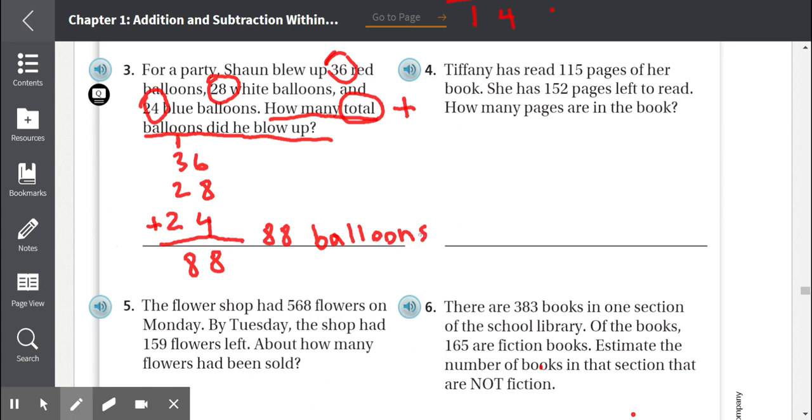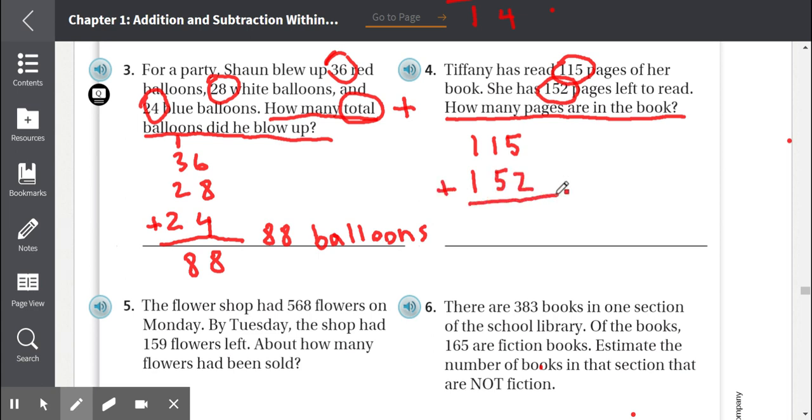Number 4. Tiffany has read 115 pages of her book. She has 152 pages left to read. How many pages are in the book? So she already read 115 pages and she has 152 left. How many pages are in the book? Well, we can easily add. So she read 115 and she has 152 left. So once we add these numbers, we'll get the total amount of pages in the book.